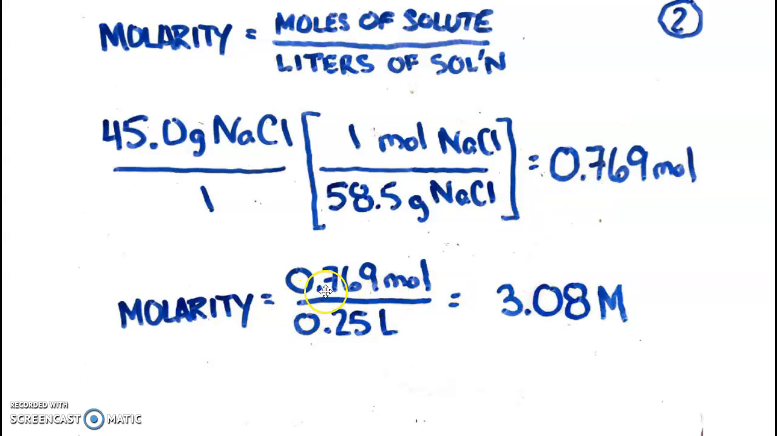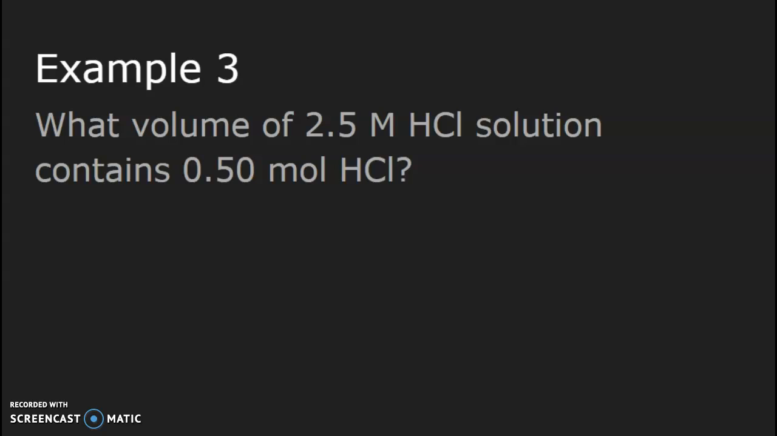That's 0.769 moles divided by the volume of solution given to us in the problem, 0.25 liters. And 0.769 divided by 0.25 is 3.08 moles, which I probably should have rounded to 2 significant figures because 0.25 is rounded off to 2 sig figs. All right, so let's take a look at our next problem here.